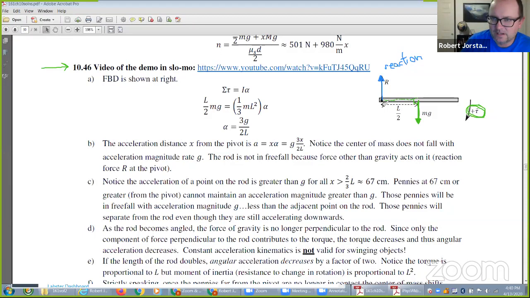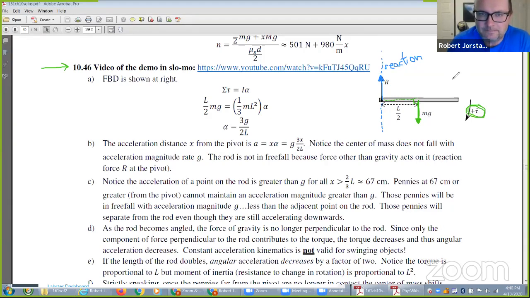Now, one thing that you notice, because the reaction force is located at the pivot, regardless of the direction the reaction force actually points, the line of action for the reaction force runs through the pivot.